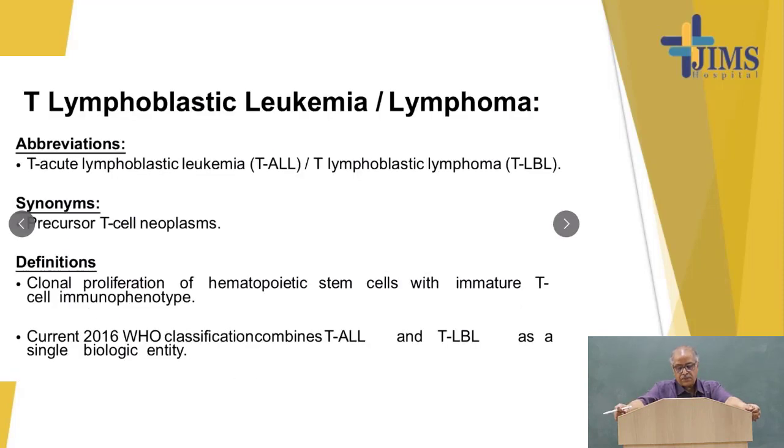Then there is T lymphoblastic leukemia or lymphoma. Abbreviated as T acute lymphoblastic leukemia or T lymphoblastic lymphoma. Precursor T cell neoplasm. Definition: clonal proliferation of hematopoietic stem cell with immature T cell immunophenotype. The current WHO 2016 classification combined T-ALL and T-LBL as a single biological entity.